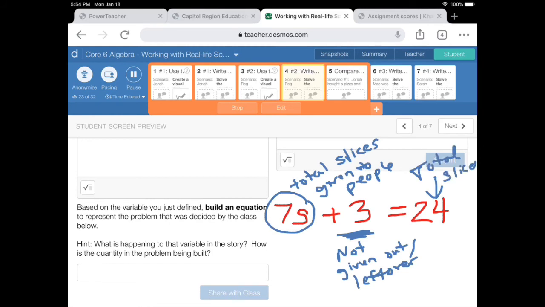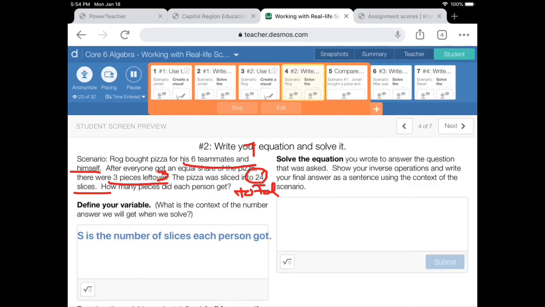So we've got 7S plus 3 equals 24. First thing we're going to do is get rid of that constant term, that plus 3. So we're going to do a minus 3 under the plus 3, and a minus 3 under the 24. We're going to end up with 7S, because plus 3 and minus 3 cancel out, equals 24 minus 3, which is 21.